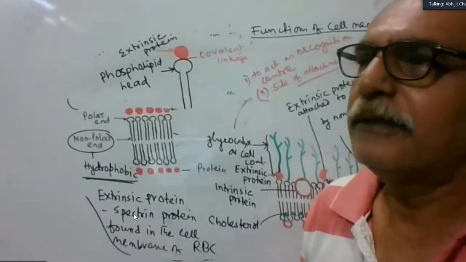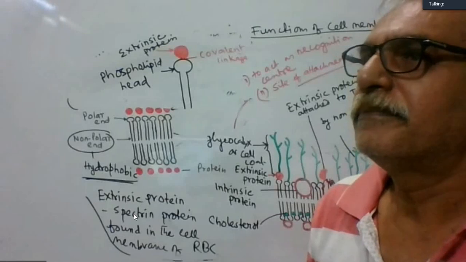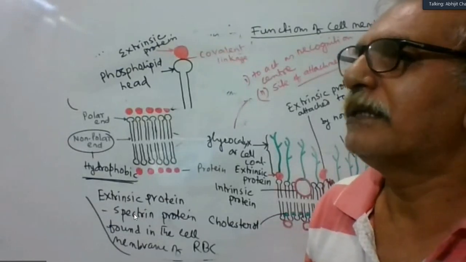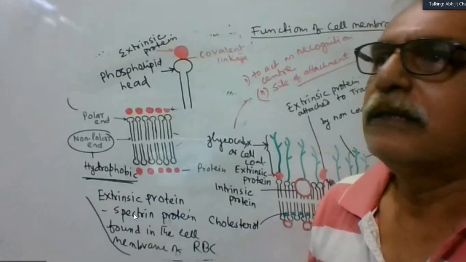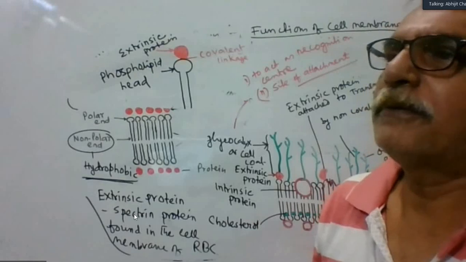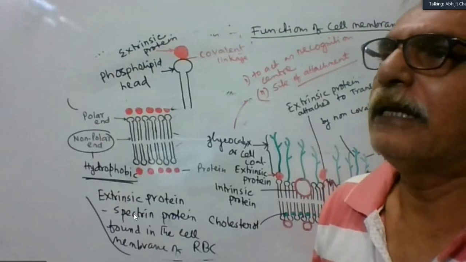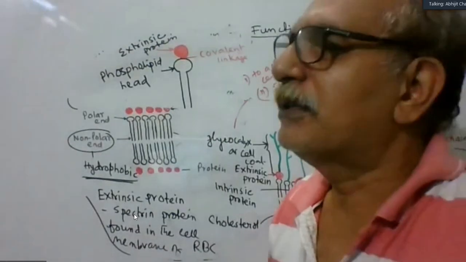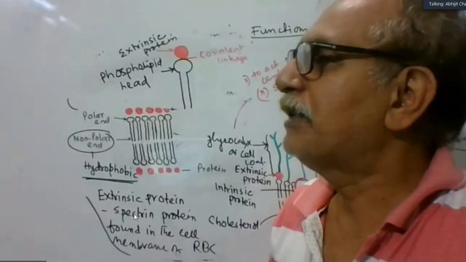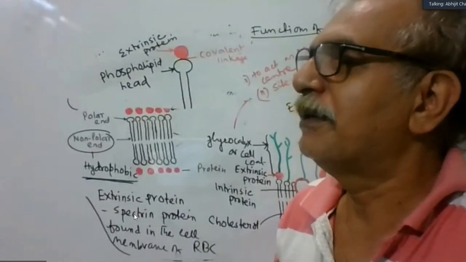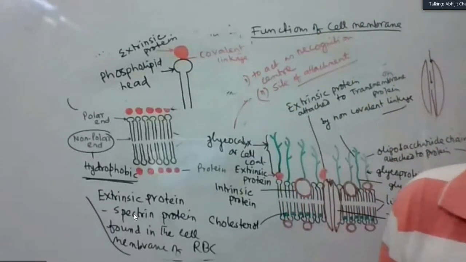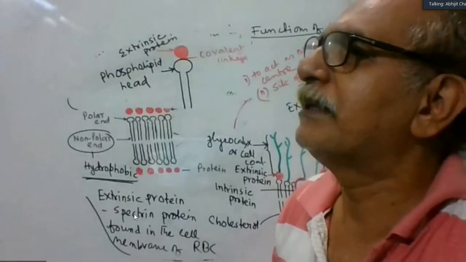Secondly, can you tell me? It provides a particular shape to an animal cell. Thirdly, with the help of the cell membrane, a cell can engulf solid particles, or a cell can drink liquid. That is, pinocytosis and phagocytosis are possible. The cell membrane can give rise to some organelles like endoplasmic reticulum.